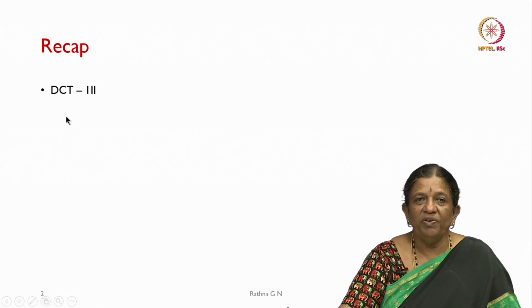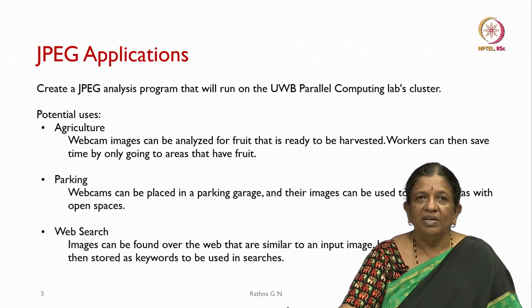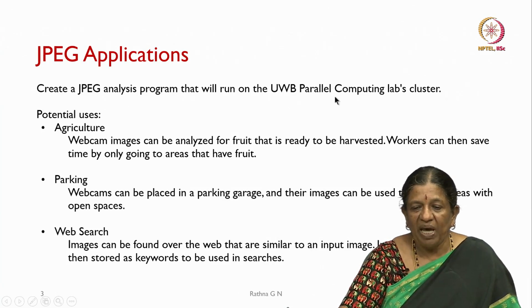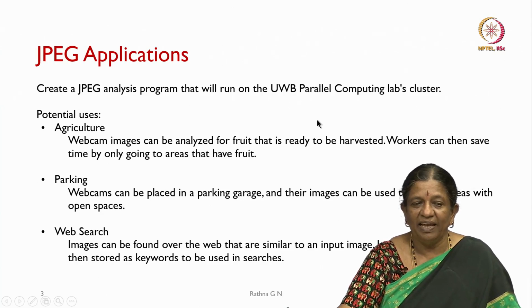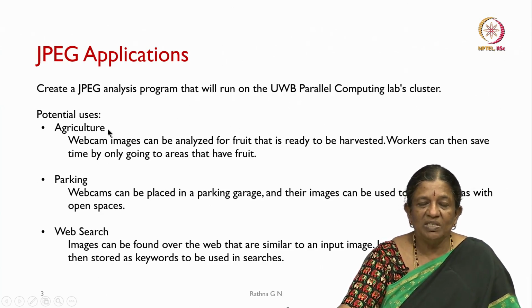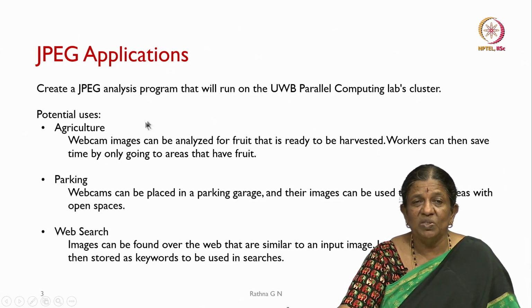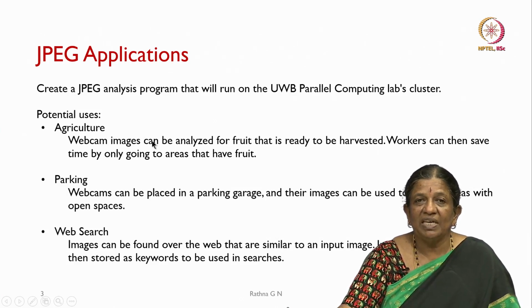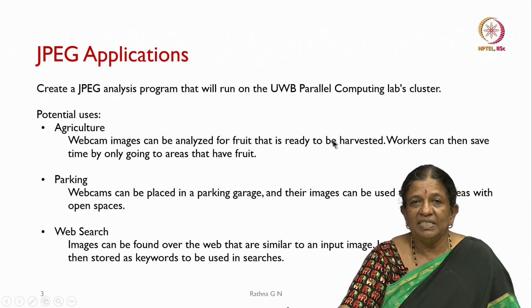So, today we will see how we are going to consider the DCT implementation in hardware. One of the applications we mentioned is in JPEG applications. That is in the analysis program that runs on the UW parallel computing lab's cluster, and one potential use in this lab is in agriculture, where webcam images can be analyzed for fruit that is ready to be harvested, and workers can then save time by only going to areas that have fruit.